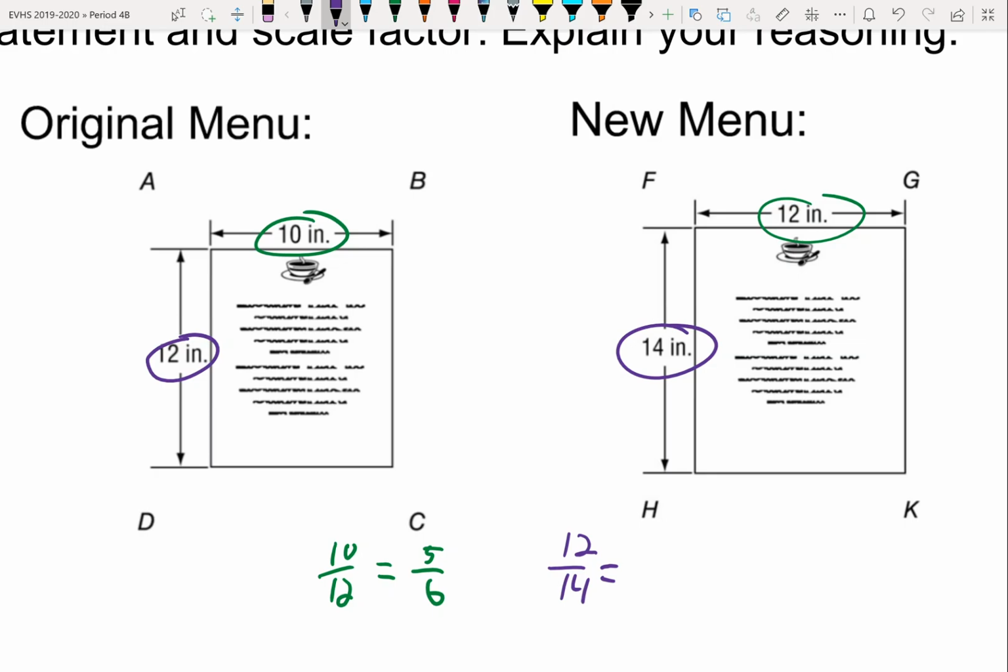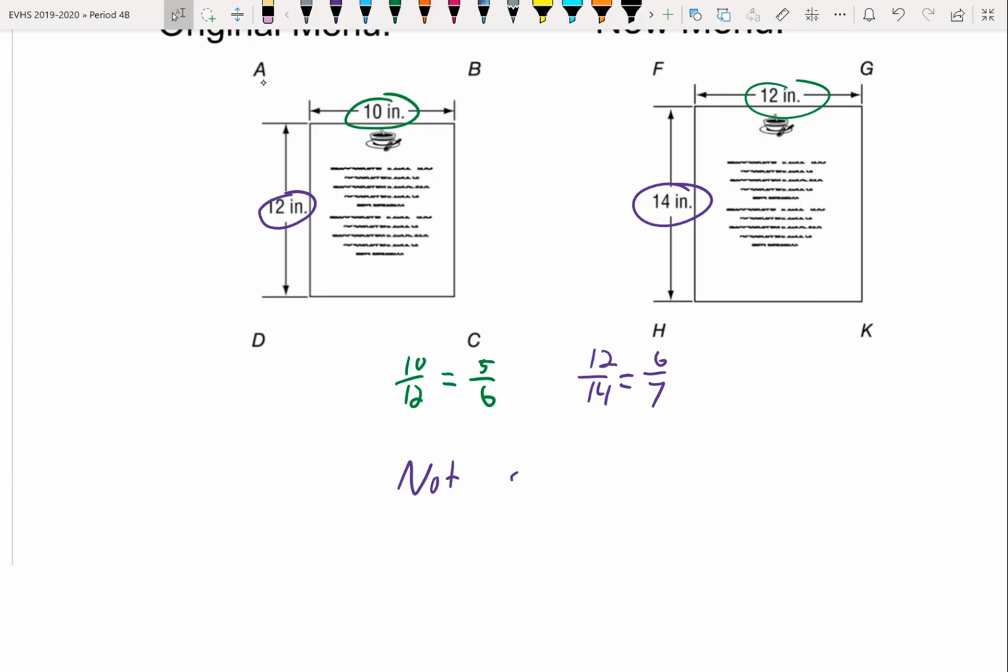6 over 7. Uh-oh, are those the same ratios? No. Therefore, they are not similar, because of non-proportional sides. Yeah, it's a non-common scale factor. You could also say that. But there is no scale factor, so we don't have to write it.